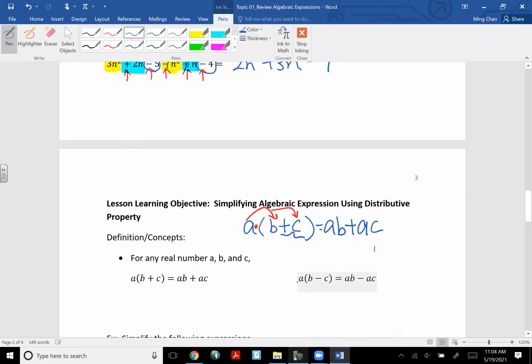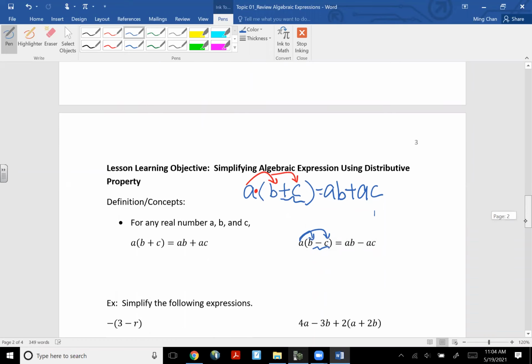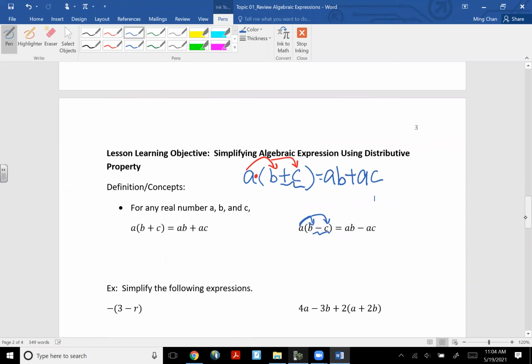And here is the subtraction version. A times B is AB. Then A times negative C is negative AC. Remember, every term can only have one sign. Every term can only have one sign. If you ever write plus and minus together, I do not give full credit for that. Every term can only have one sign.